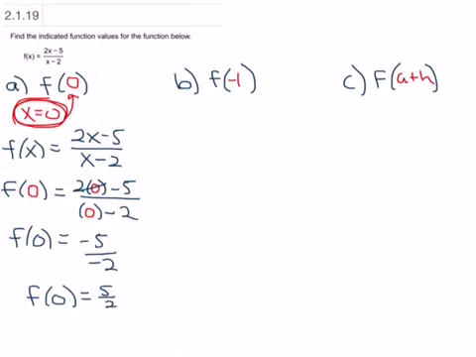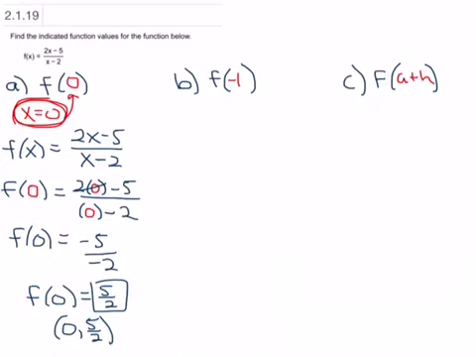Now most books just have you finish right here and use that 5 halves as your answer. In my classes, I always like to go one step further, write this as an ordered pair. Remember the x value that we plugged in at the beginning was x equals 0. And the y value, or the function value, which we got out at the end, was 5 over 2.